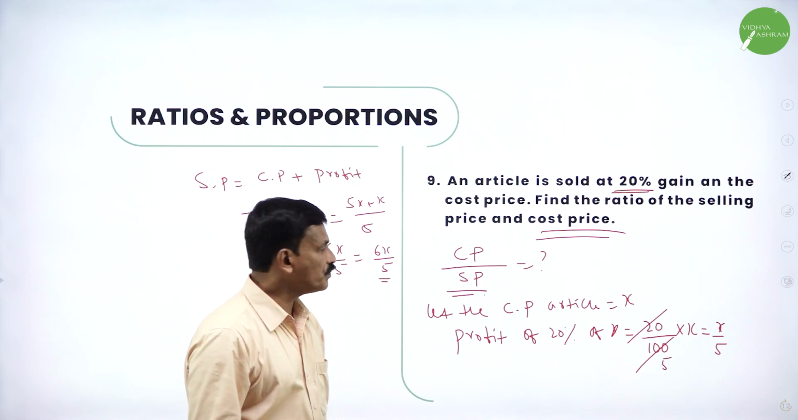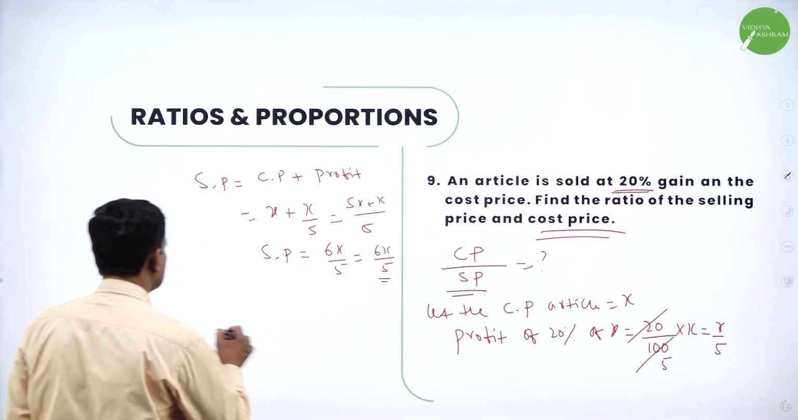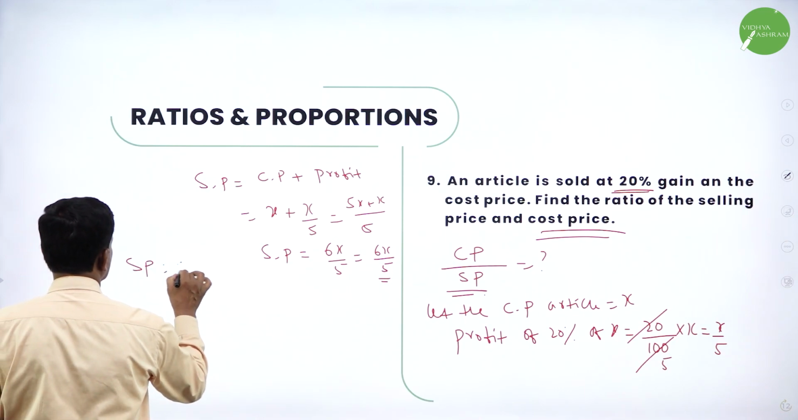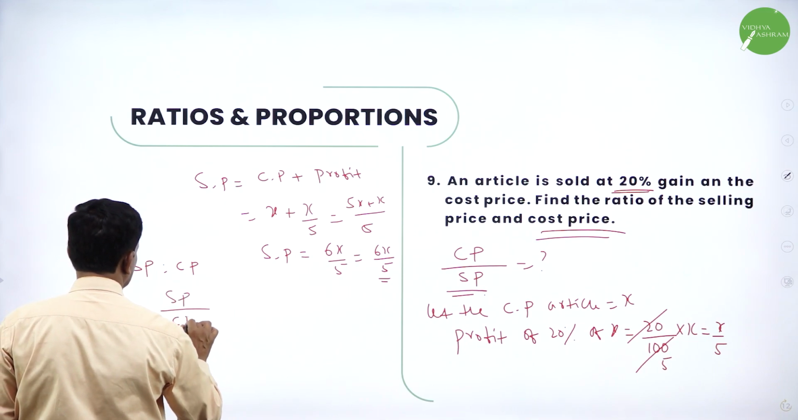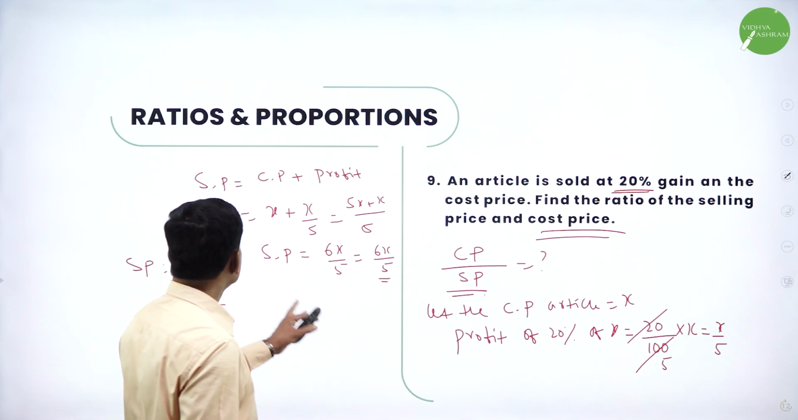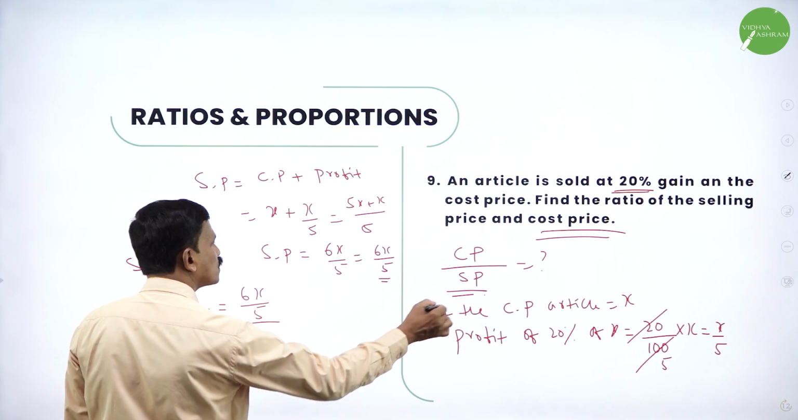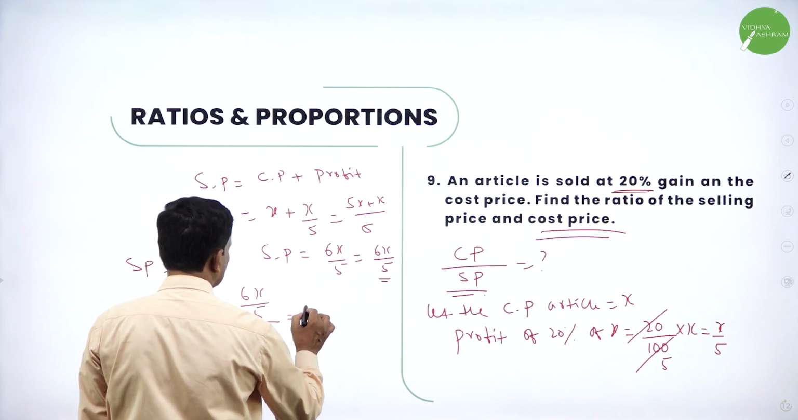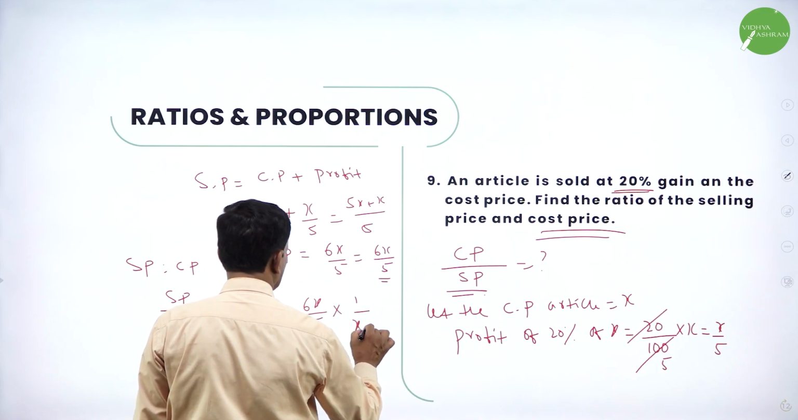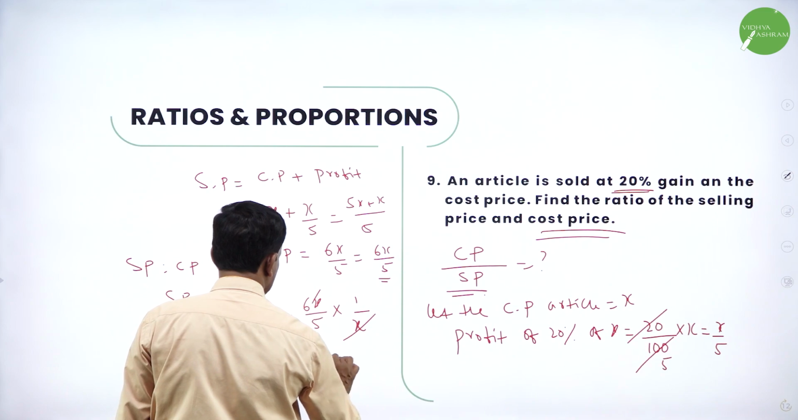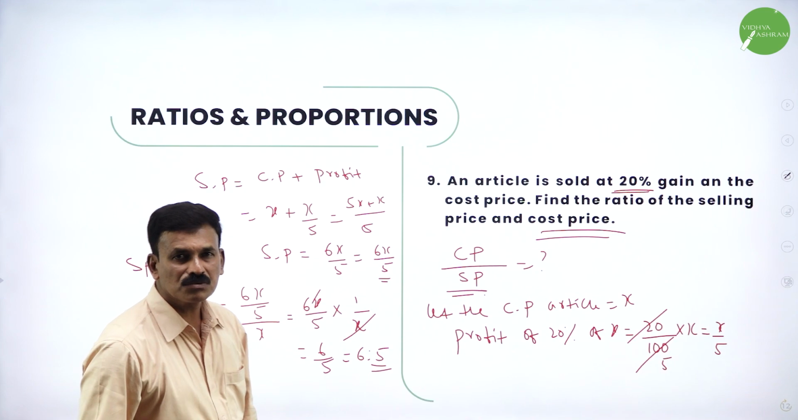Right. Now what is to find? Selling price is to cost price. Right. So what is to find? Just selling price is to cost price is to be determined. So that is selling price divided by cost price. What is selling price? 6x divided by 5, divided by cost price, which is X. Simplify this. 6x by 5 into, this goes to the numerator, 1 by x. X gets cancelled. 6 by 5, that's equal to 6:5. The ratio is 6:5. That's it.